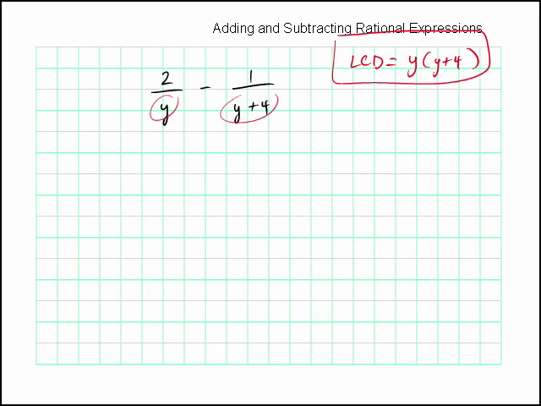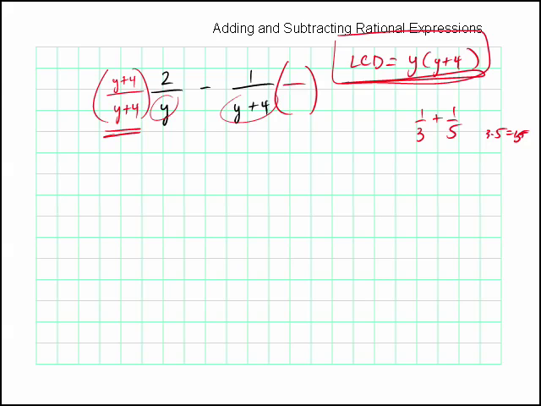It's as if you were adding 1/3 plus 1/5. Well, the common denominator for 3 and 5 would be 3 times 5, 15. It's the same reasoning. So if this is my LCD, then I have to multiply this fraction by y plus 4 over y plus 4. And this fraction needs to be multiplied by y over y.